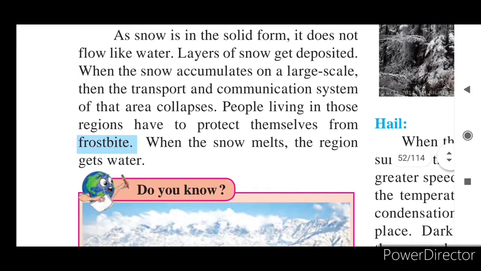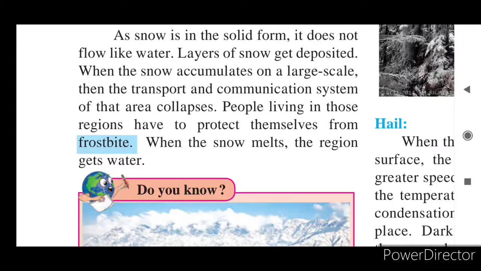As snow is in the solid form, it does not flow like water. Layers of snow get deposited. When the snow accumulates on a large scale, then the transport and communication system of the area collapses. People living in those regions have to protect themselves from frostbite. When the snow melts, the region gets water. So here it is said that snow is in the solid form, so it does not flow like water.